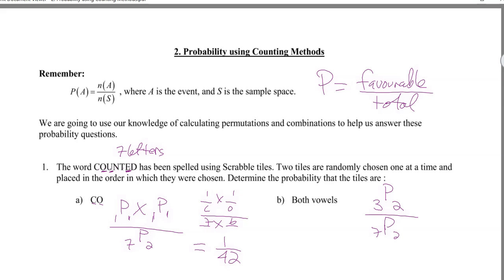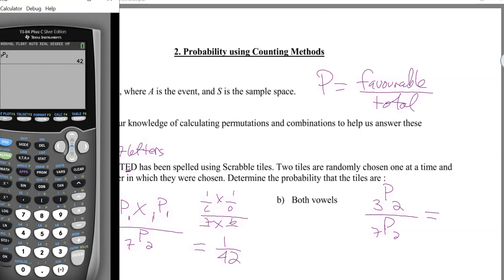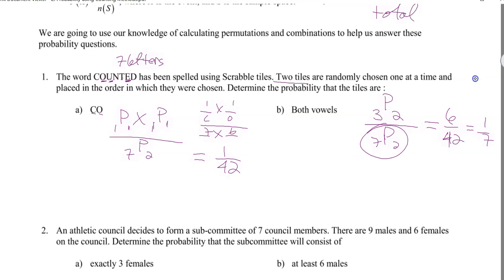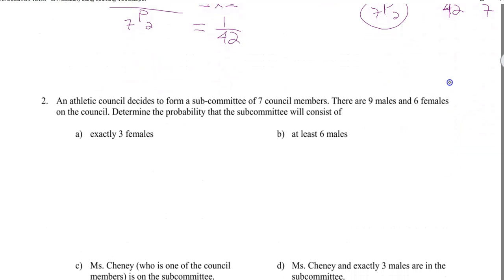7P2 is all possibilities. So 3P2 divided by 7P2. 3P2 is 6, so we get 6 out of 42, which is 1 out of 7. So the probability of both vowels is 1 out of 7. And this is the total number of arrangements of 2 tiles from a group of 7. That's why we're using permutation and order matters.